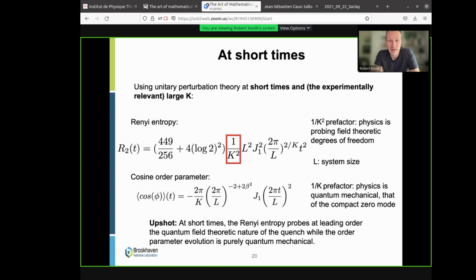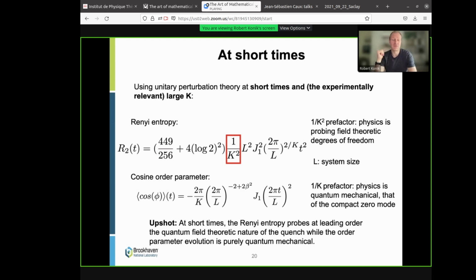If I work in short times and large K and using unitary perturbation theory, I can actually write down relatively simple expressions for the Renyi entropy and the evolution of the cosine order parameter. They're both quadratic in time, but they have a key difference in their dependence on the Luttinger parameter. The Renyi entropy is 1 over K squared, and the cosine is 1 over K.